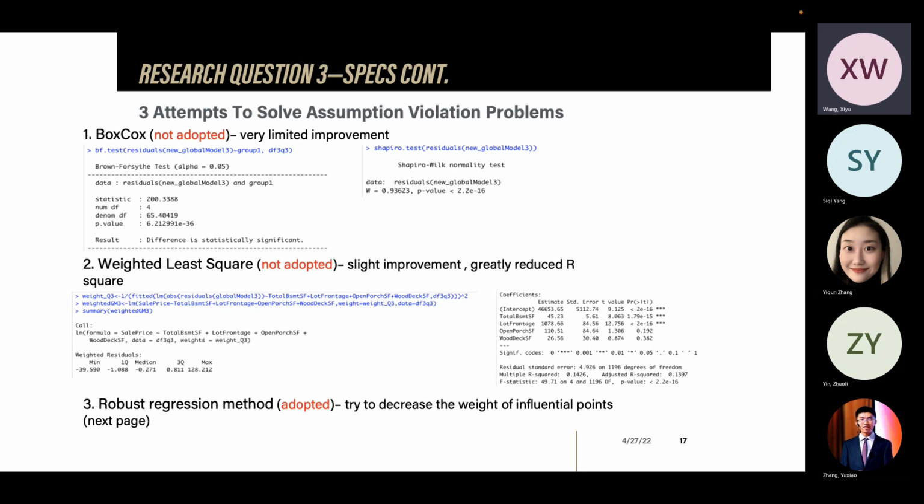Second attempt, weighted least squares, to try to cure non-constant variance. This time we saw slight improvement, but there are still issues with non-constant variance and non-normality. Also, the price is huge: adjusted R squared is greatly reduced, so we didn't adopt the WLS model. Third attempt is robust regression. Next page, please.